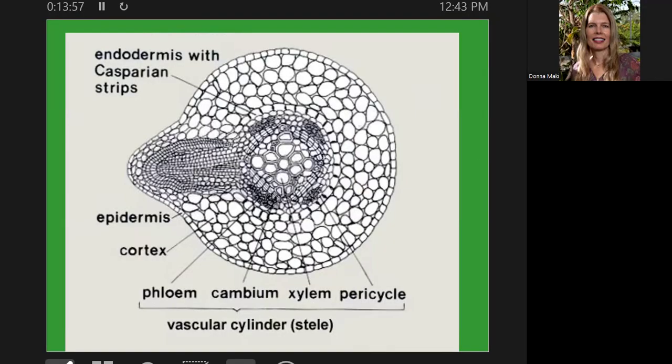Here's a drawing with a little bit better labeling, I guess. Maybe a little bit easier to see.